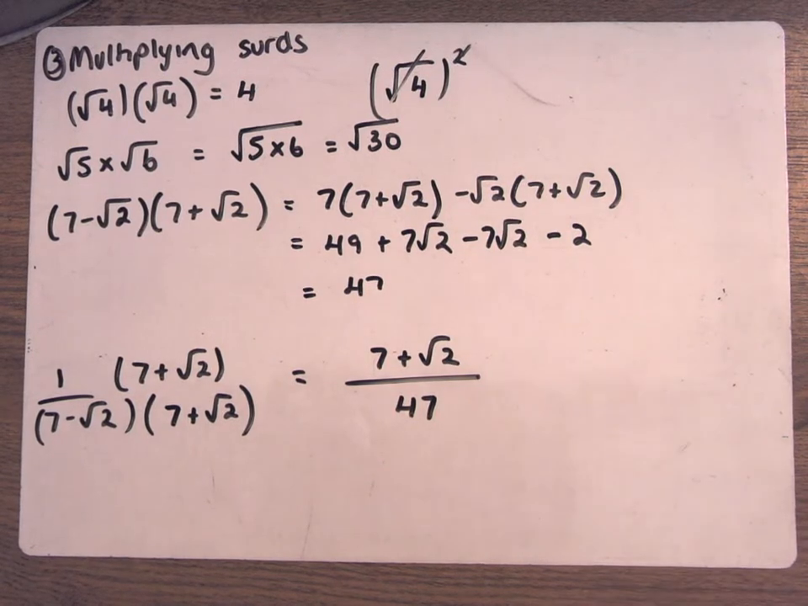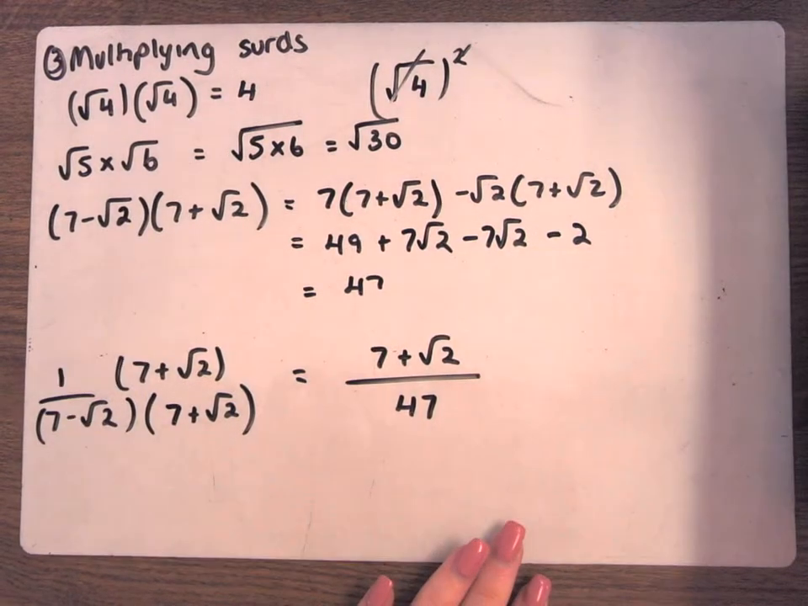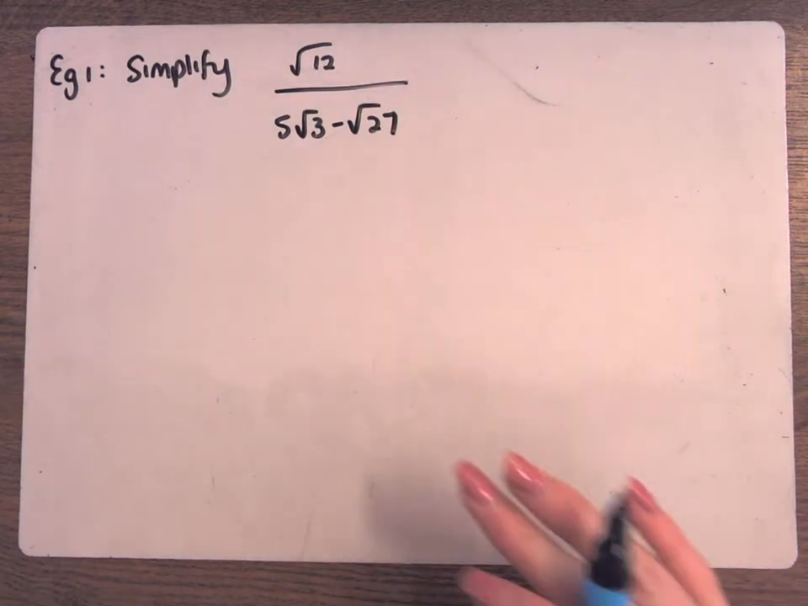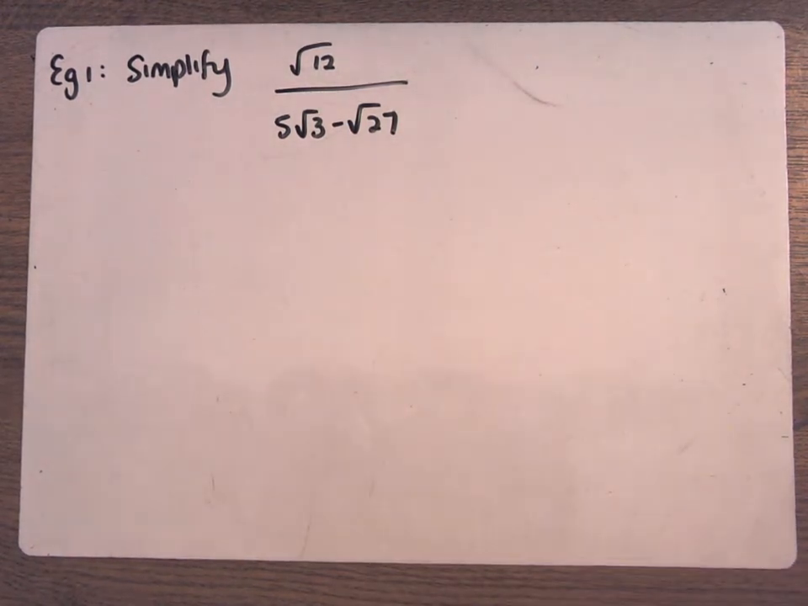Okay, let's just do one example. We've loads of examples in there. Can I get rid of the board? Okay. Simplify root 12 over 5 root 3 minus root 27.